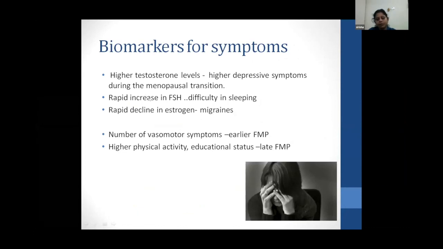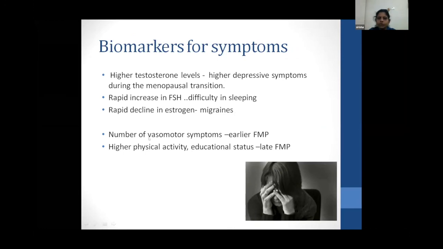Some associations have been found: high testosterone levels were associated with higher depressive symptoms, a rapid increase in FSH was associated with difficulty in sleeping, and a rapid decline in estrogen was associated with migraine attacks. Also, an increased number of vasomotor symptoms were predictors of an earlier final menstrual period, and higher physical activity and educational status were associated with a later final menstrual period, from various studies that have been done.